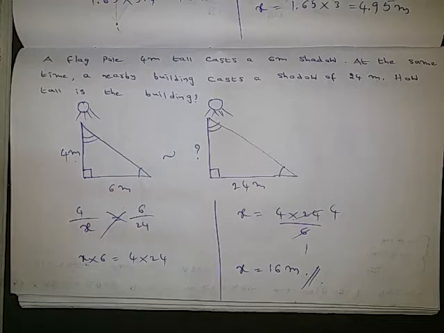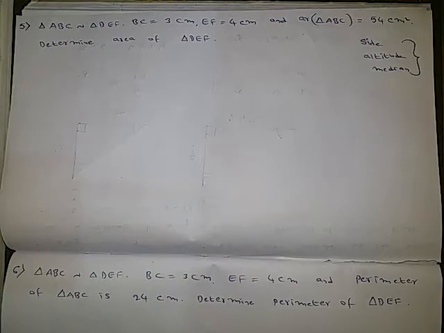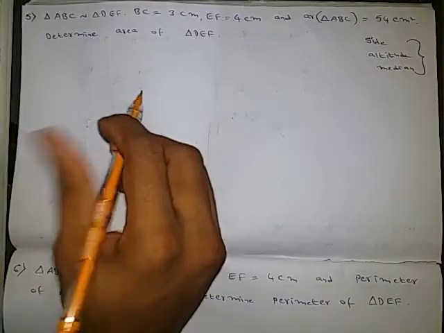Okay, now let's move to the next question. The next type of question is a relation between areas and sides, or areas and altitude, or areas and median, or areas and angular bisectors, or perimeter and side. So now let's have a look at this.